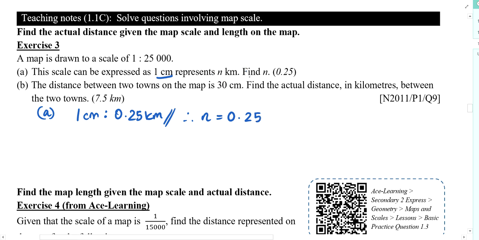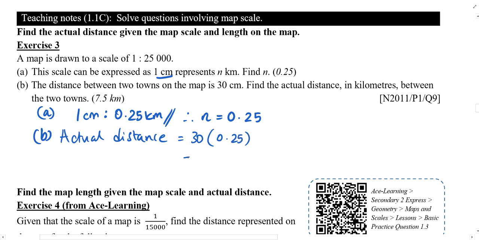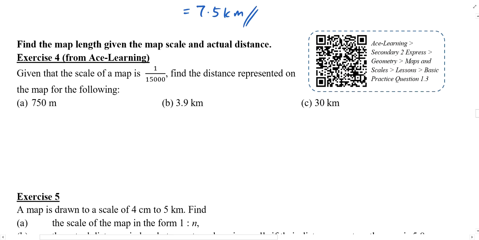Okay, now part B. Please spend 3 minutes to do it. Actual distance equals to 30 times 0.25 to give us 7.5 kilometers. Okay, next part.